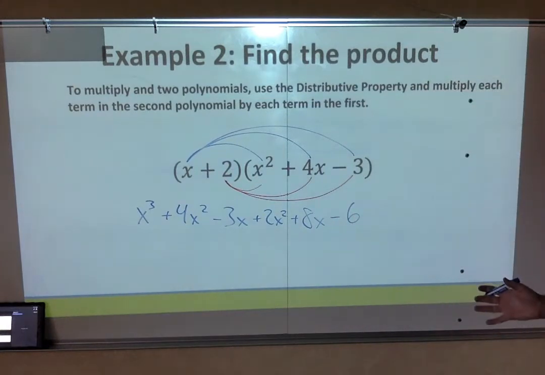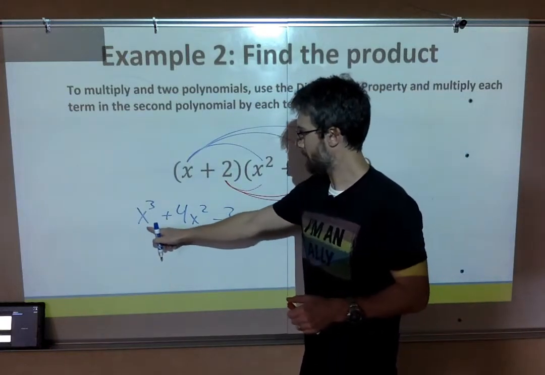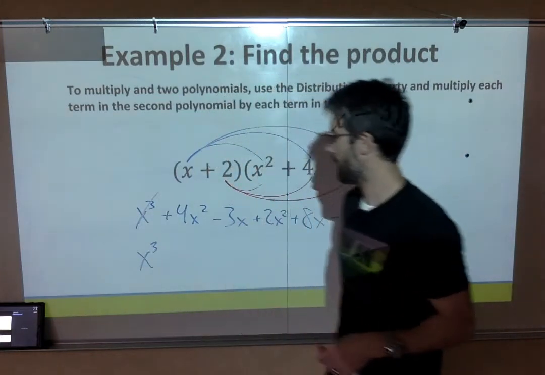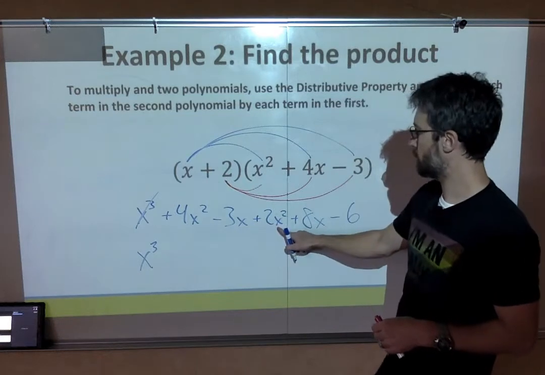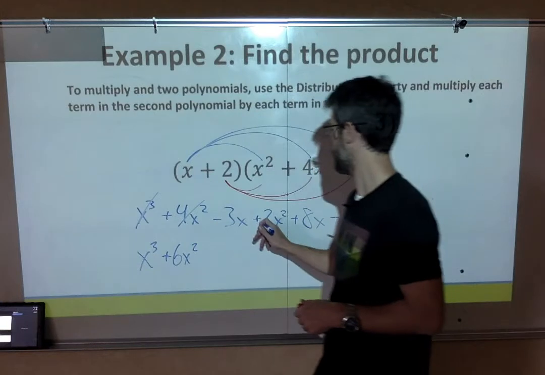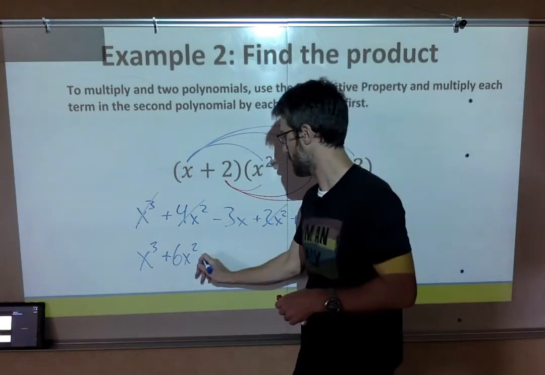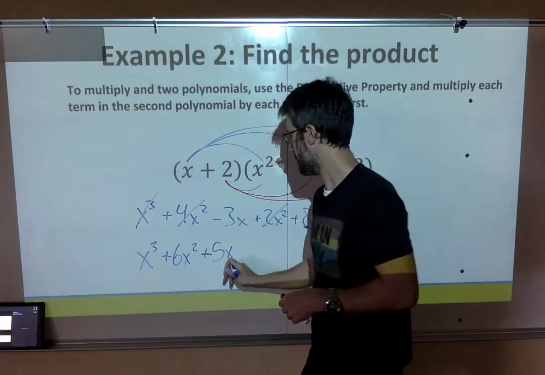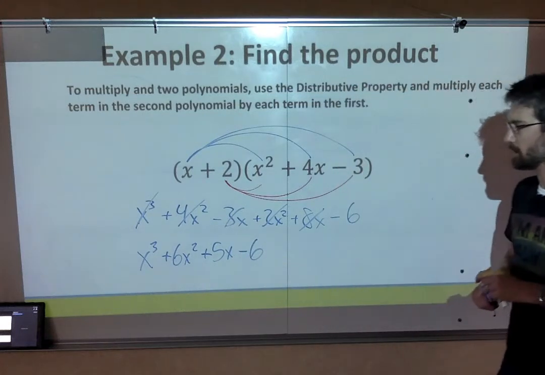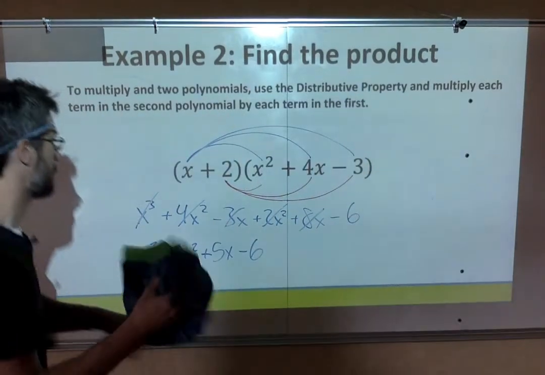Last thing, I got to combine like terms, and I want to answer this in standard form. So my highest degree is x cubed, and I only have that one. I've got a 4 and a 2 for my x squared, so that makes 6x squared. Takes care of those two. Then minus 3 and 8 for the x's makes a 5x. And last but not least, well, last and technically least, is that minus 6.